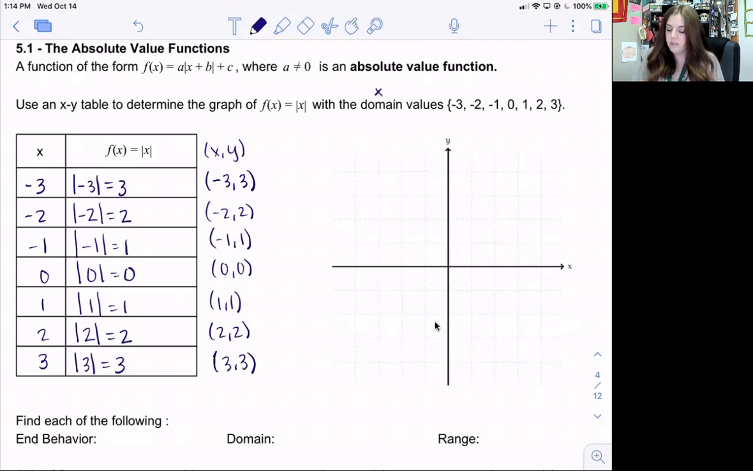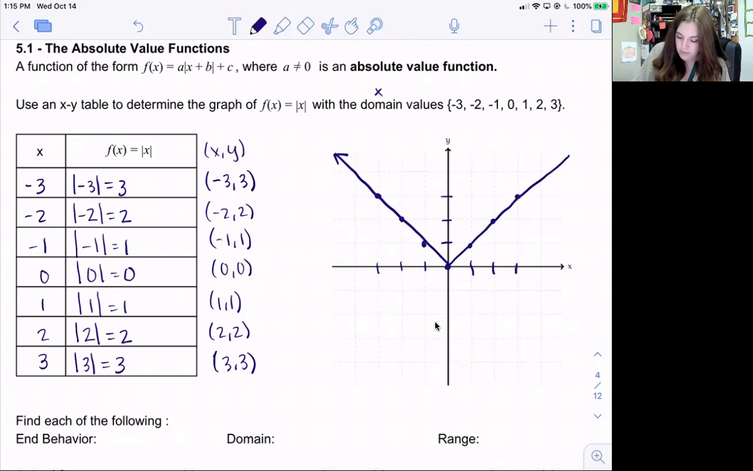All right, so if we graph this, plot our points, we have -3, 3, -2, 2, -1, 1, 0, 0, 1, 1, 2, 2, 3, 3. And then we can connect our points to make our graph, which happens to be V-shaped. Anytime we graph an absolute value function, it will have this shape. We're going to talk about the different ways in which we move it throughout the next couple sections.